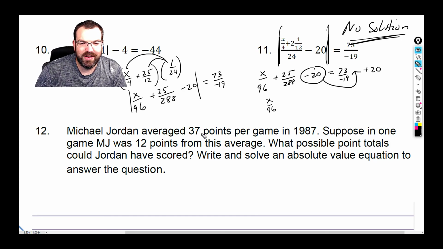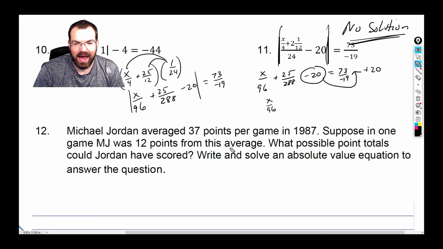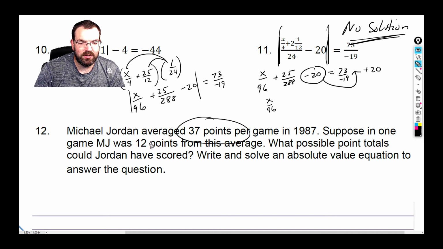He averaged 37 points per game in 1987. Suppose in one game, MJ was 12 points from his average. What possible point totals could Jordan have scored? Write and solve an absolute value equation to answer this question. Okay? So, how am I going to do this? Well, there's a lot of things that I need. First, we know it's 37 points. We were 12 points from his average. And what possible points?